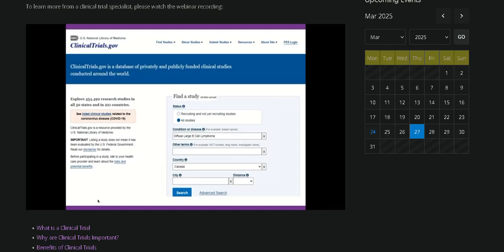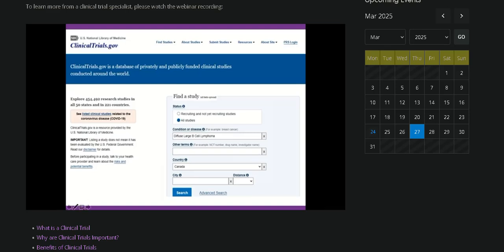So this could be diffuse large B cell, it could be mantle cell lymphoma. You can get as specific as you want here, and it'll bring up a search bar. And then you can also type in any other terms. So if you know the drug name, for instance, or you're looking for a specific clinical trial, you can type that also in this program here.